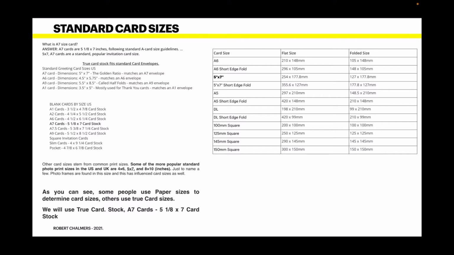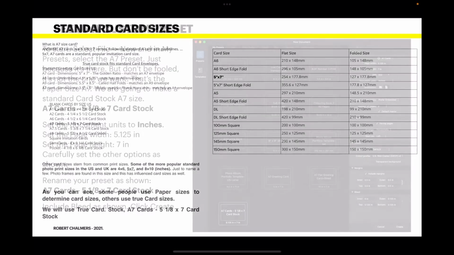Some of the most popular photo print sizes in the US and the UK are 4x6, 5x7 and 8x10. So if you're going to glue your snapshots into your cards, and lots of people do this, it's a very nice way of personalising your cards, then make sure you select a cardstock that will work for that. Now, because I'm using probably 5x7 photographs, I would use an A7 card, 5 1/8 by 7 inches. That gives you a little bit all around the photo. So let's see how we do it.